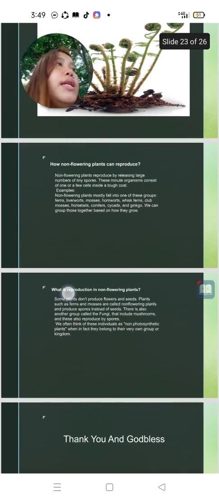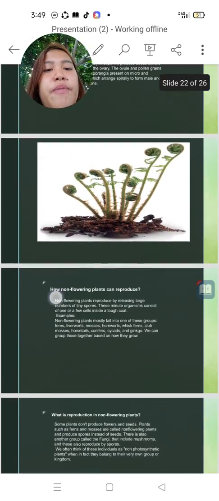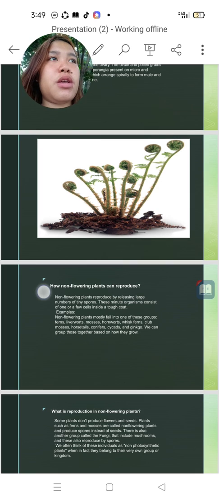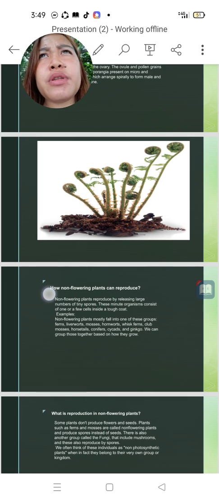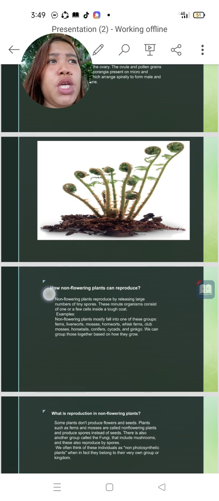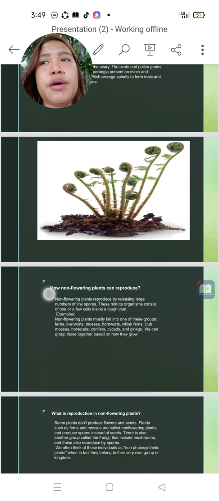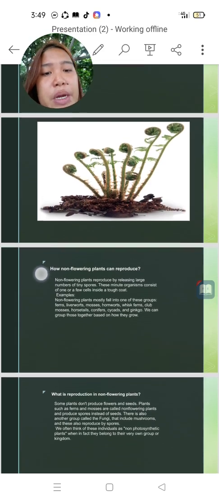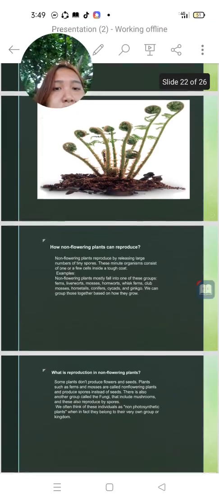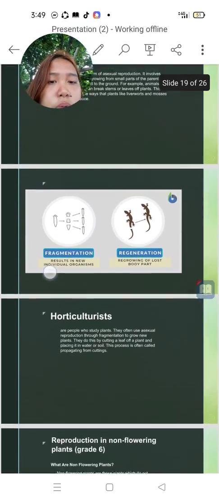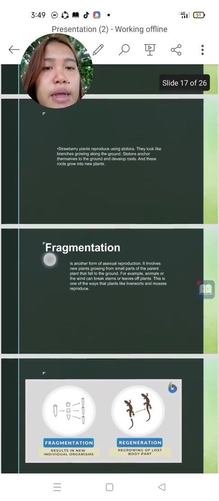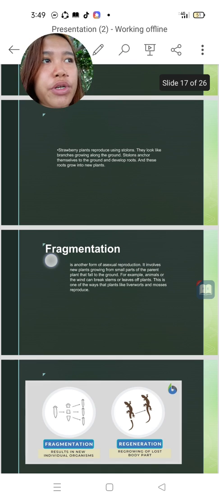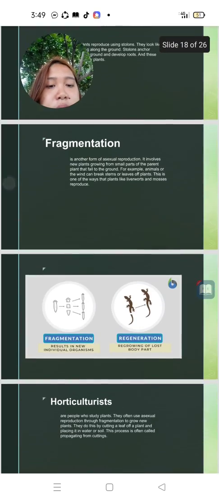So these plants, guys, have their own group, their own families, like flowering plants and then non-flowering plants. So as what I said, they have their own families.